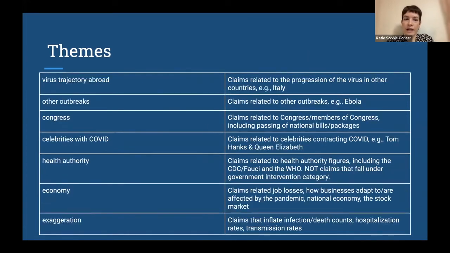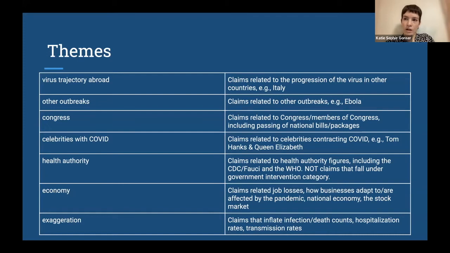Then next we have a category about the virus trajectory abroad. So especially at that stage of the pandemic, it was talking about Italy quite a lot. We also have an other outbreaks category. So here it's comparing the progression of COVID with other outbreaks like Ebola. There's a Congress category that looks at Congress and members of Congress. It's also a celebrities with COVID category and a health authority category. So that's claims related to health authority figures like the CDC, Fauci, and the WHO. And these tended to be about government guidelines, so they don't fall under the government intervention category.